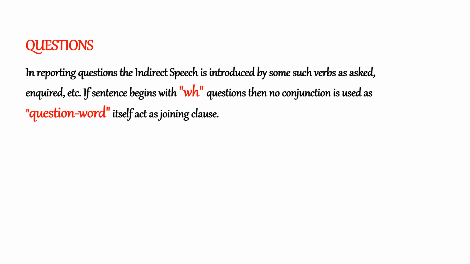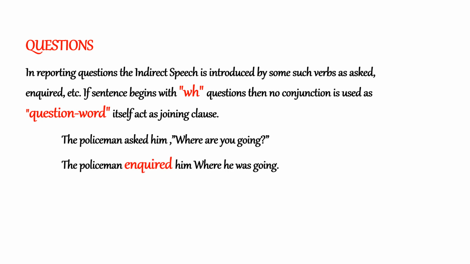Questions. In reporting questions, the indirect speech is introduced by verbs such as asked, inquired, etc. If a sentence begins with a WH question word, then no conjunction is used, as the question word itself acts as the joining clause. Example: The policeman asked him, "Where are you going?" The reported speech is, the policeman inquired of him where he was going.